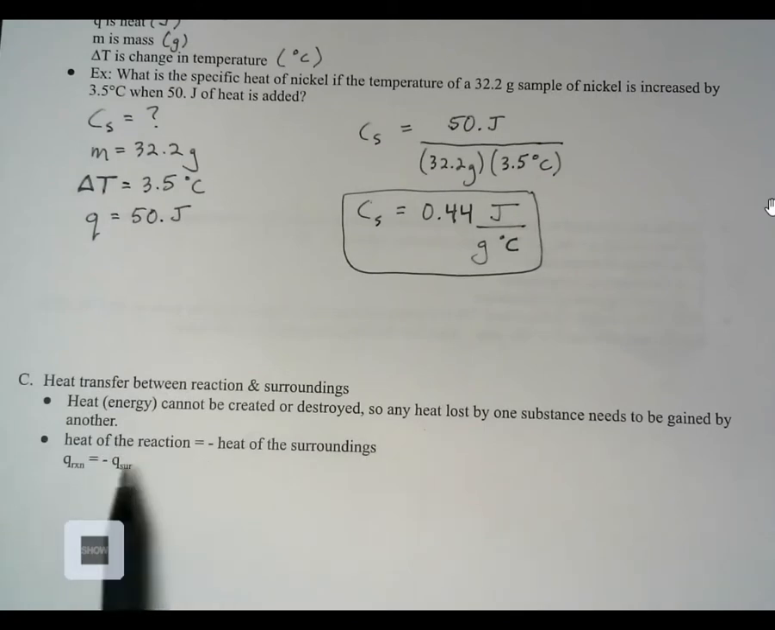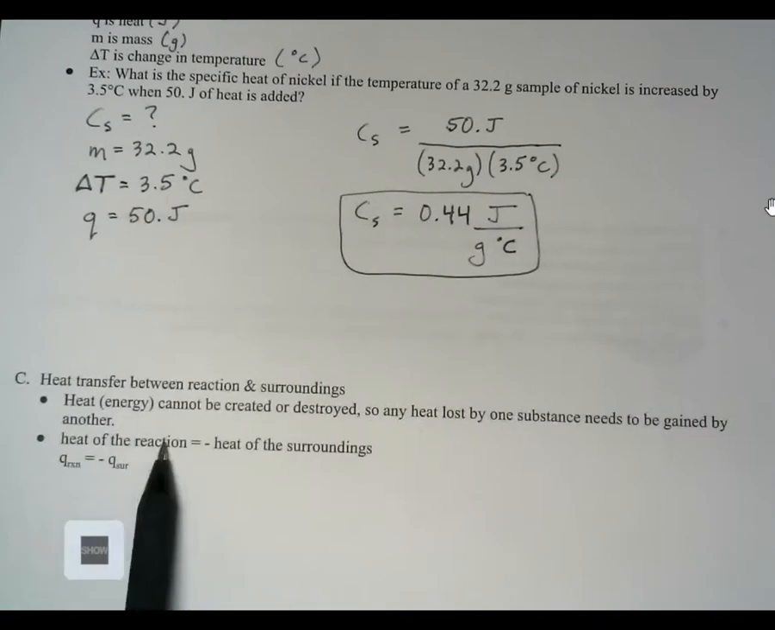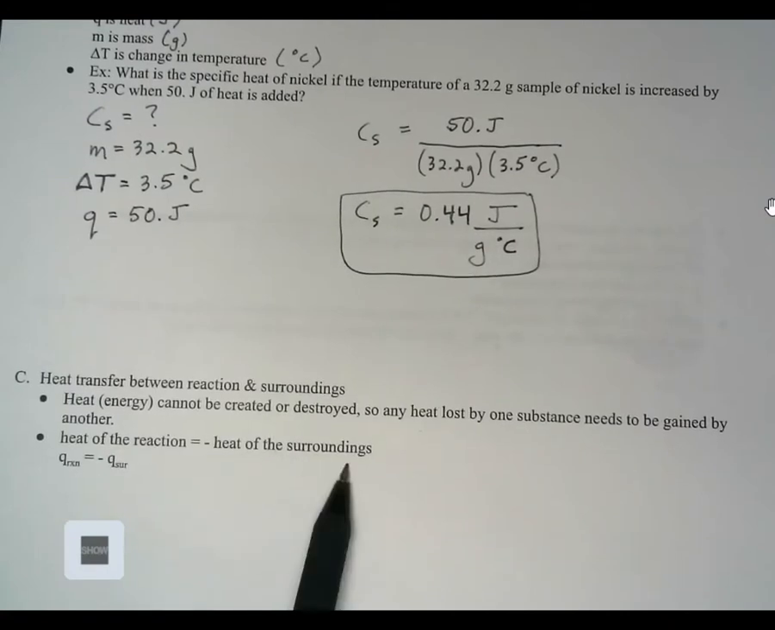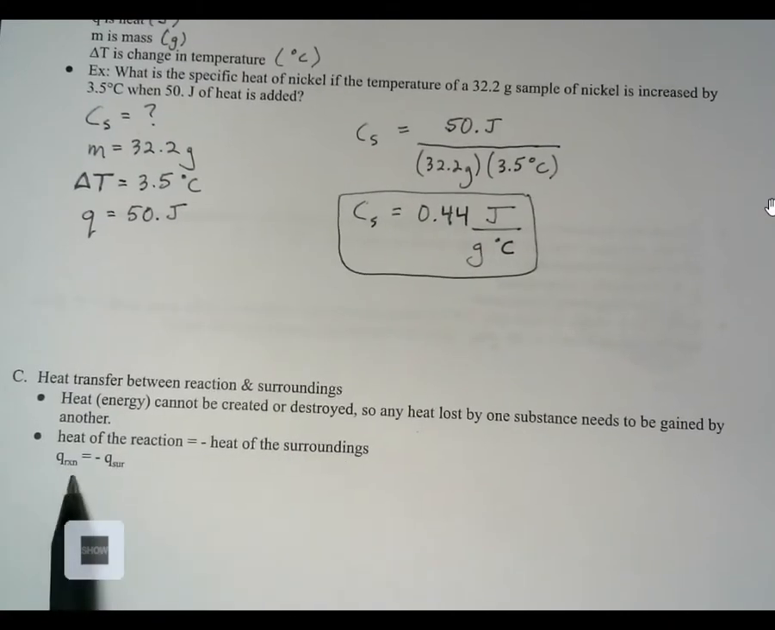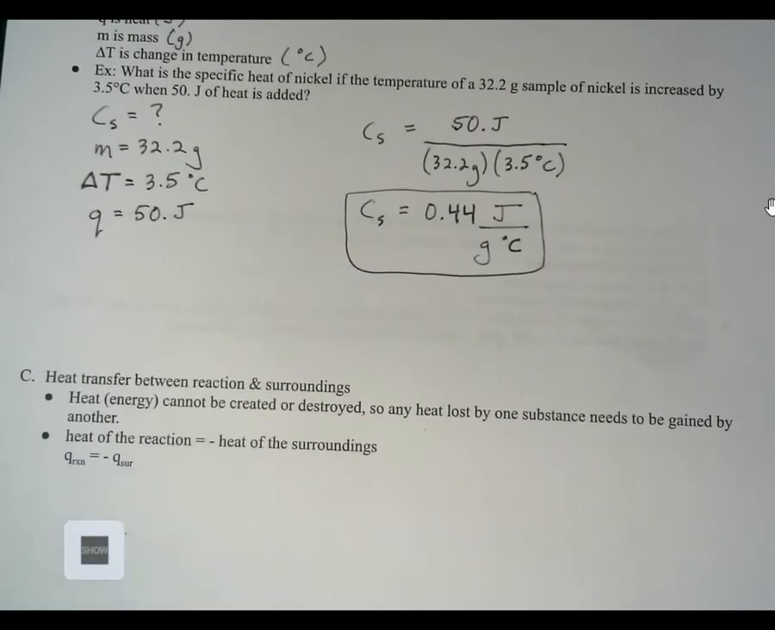So this leads us to this kind of equation, this idea. Heat of the reaction is equal to negative heat of the surroundings. It can be written like this: Q of reaction equals negative Q of surroundings. All it says is whatever one thing gains, the other thing has to lose, or vice versa.